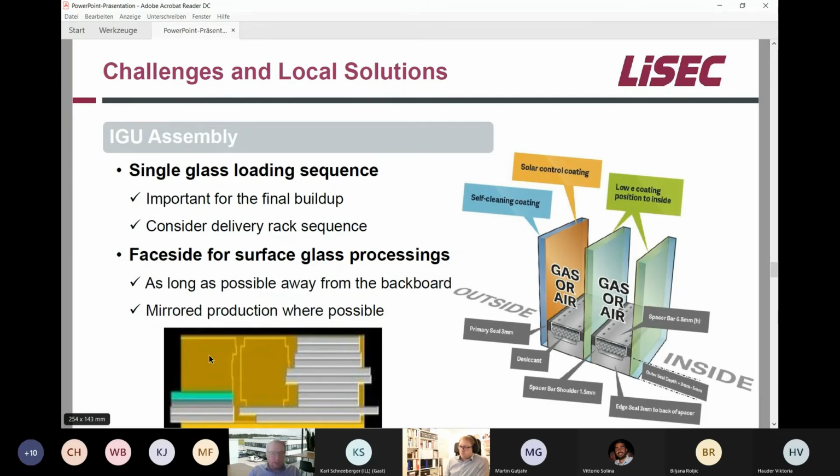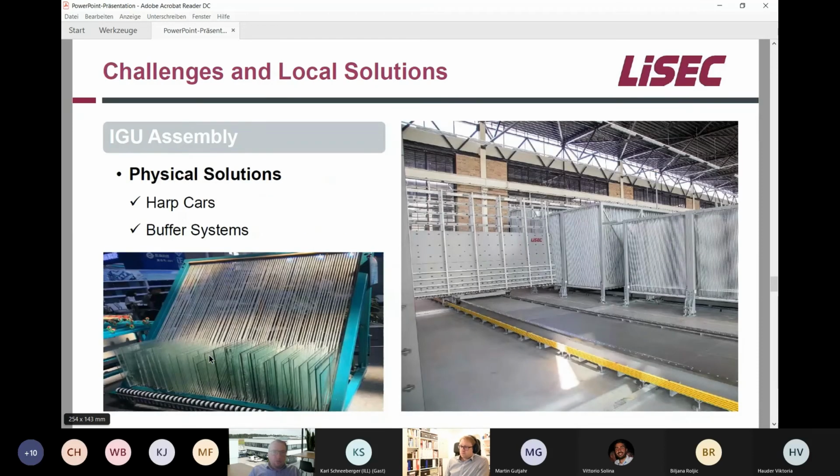We have to make sure to do this, and this already has to be considered while we load the IG line. What are solutions to make sure that we can load in a sorted or in a sequenced manner? Of course, there are physical solutions available, like on the right-hand side larger picture, where we see a buffer system of ours, which means there are physical boxes with slots divided by strings, and each slot more or less can hold 1 or 2 pieces of glass.